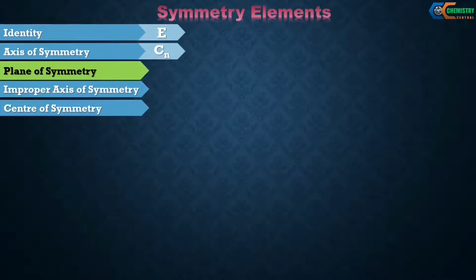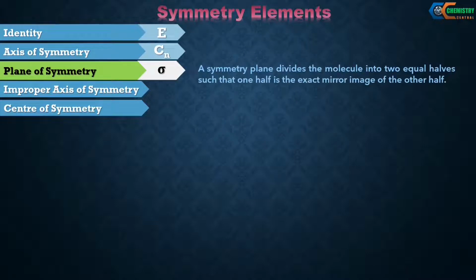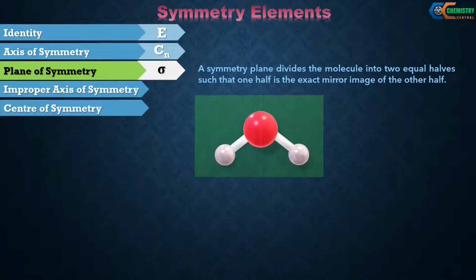The next symmetry element is the plane of symmetry, which is represented by the symbol sigma. As the name suggests, it is a plane passing through the center of the molecule which divides the molecule into two equal halves such that one half is the exact mirror image of the other half. To understand this, imagine a water molecule and assign the three coordinate axes to this molecule in such a way that the z-axis lies along the principal axis of the molecule, the x-axis lies on the molecular plane, and the y-axis is perpendicular to the molecular plane, that is, the xz plane.